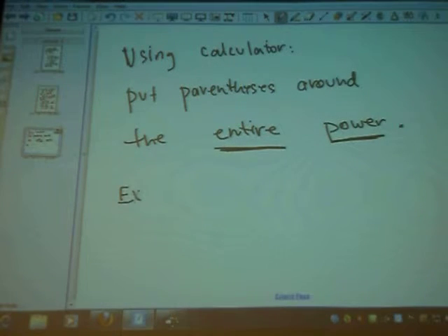So let's say, for example, what was that function I just wrote? Let's just do another one here.